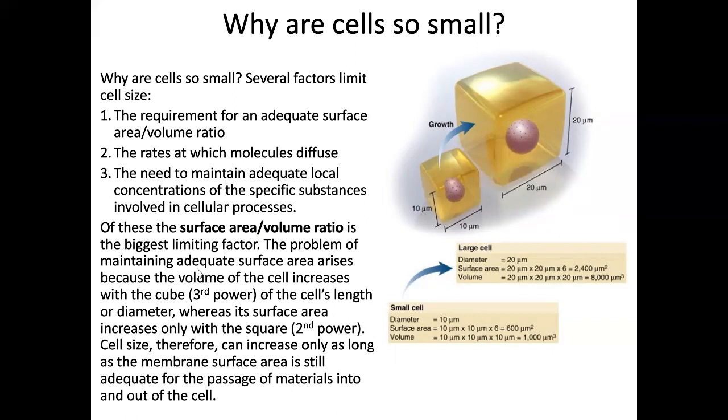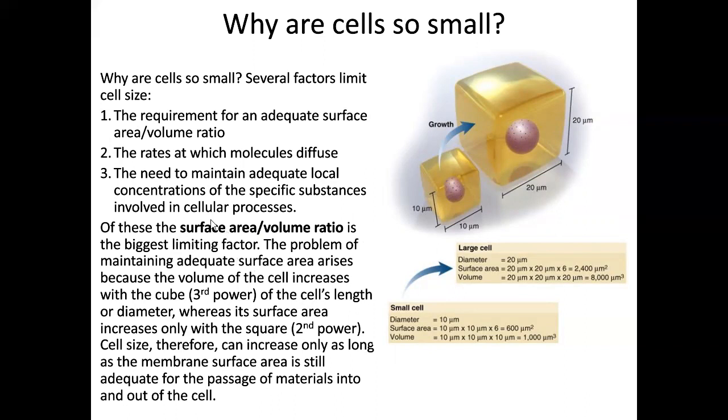The problem of maintaining adequate surface area arises because the volume of the cell will increase with the cube or third power of the cell's length or diameter, whereas the surface area increases only with the square or the second power. Okay, so let me explain what that means because it's kind of hard to follow, I'm sure.